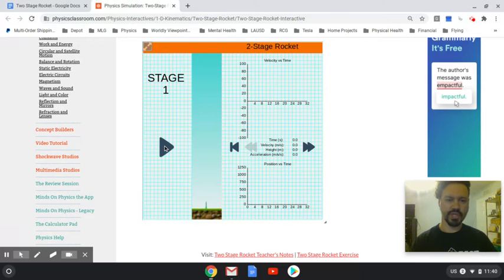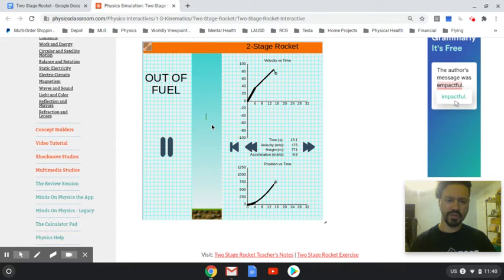So I'll hit play, and off we go. All right, so it's at stage one, and then you notice the flame gets smaller for stage two, as does the acceleration, right? The slope of the velocity-time graph gets shallower, all right? And eventually we're going to run out of fuel.